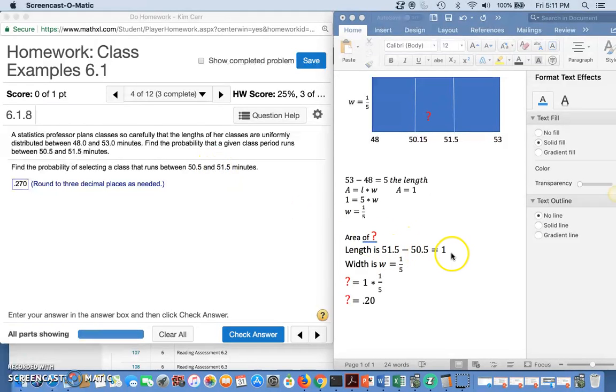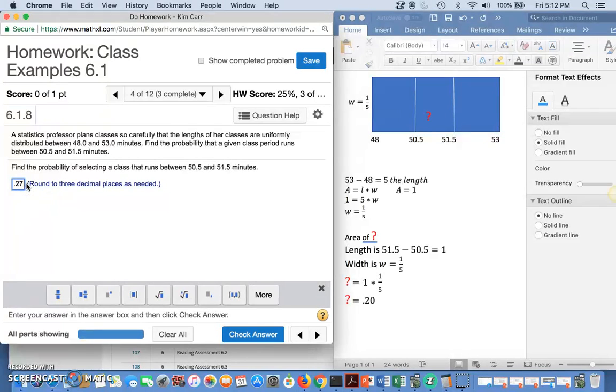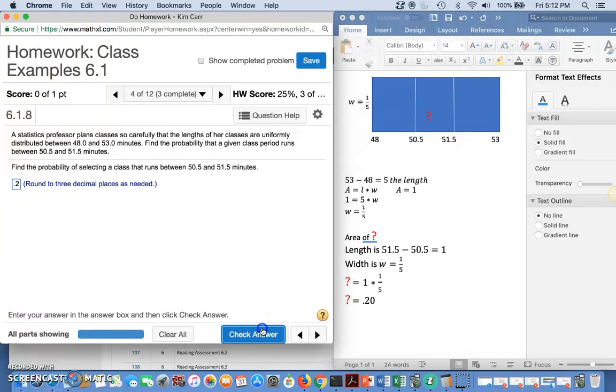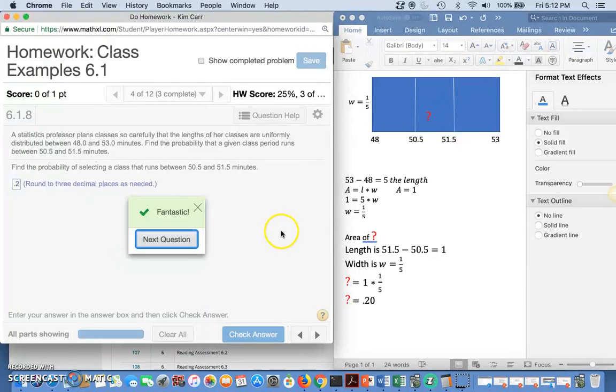51.5 minus 50.5 is just 1. So that makes it even easier. Between here and here is 1. I think it's because I wrote that in there incorrectly that the whole problem stems from. So from here to here is 1 unit, and that 1 unit times the 1/5 would be 1/5, and 1/5 as a decimal is 0.20. So let's change our answer over here to just 0.2 or 0.200 or whatever. Now we've got it right.